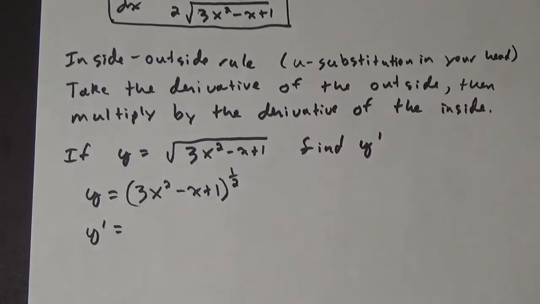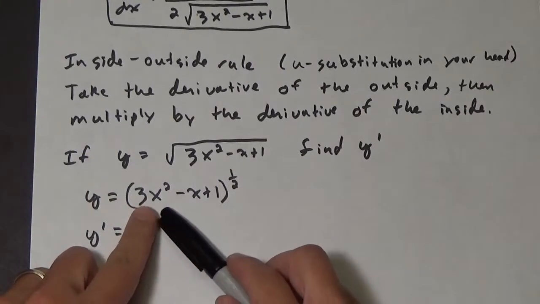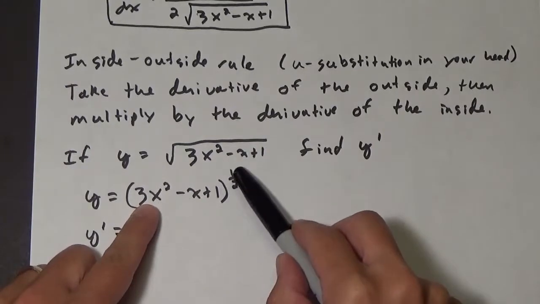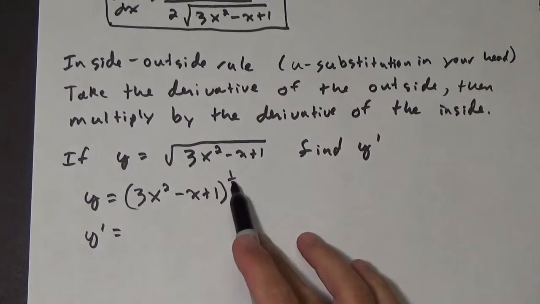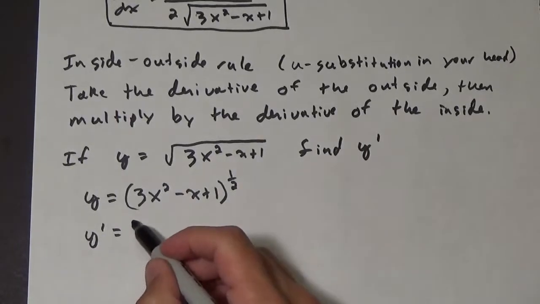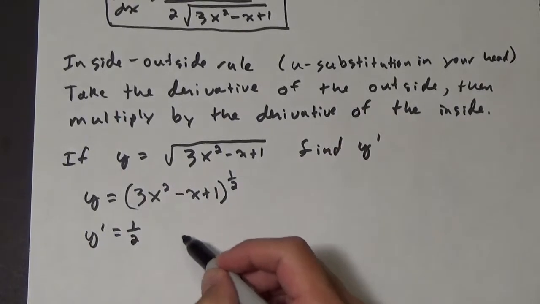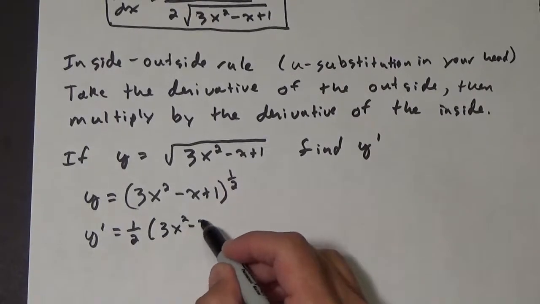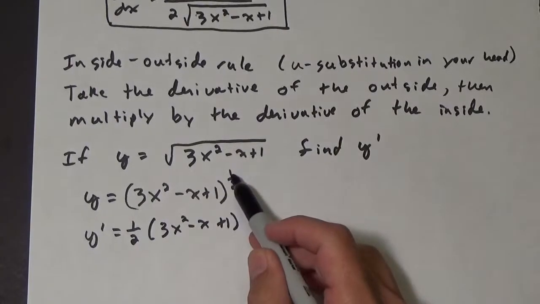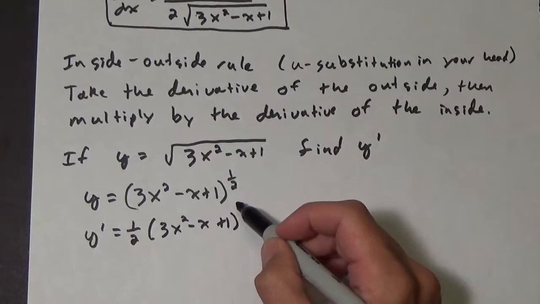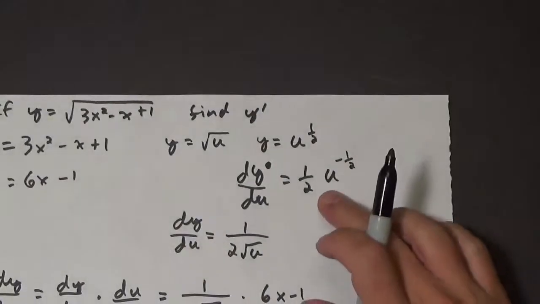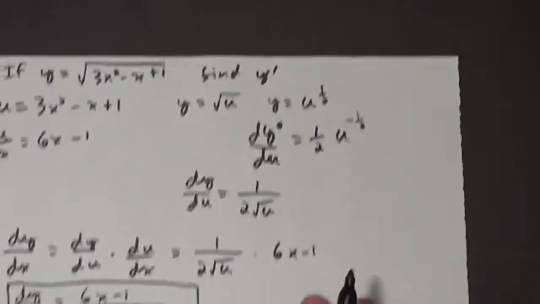So y prime is going to be the derivative of the outside. So we know that the outside is this stuff to the 1/2 power. So this function to the 1/2 power. So you got to kind of in your brain think, well, let me take the derivative of that. So I bring out the 1/2, so I have 1/2 times, and then rewrite whatever's inside again, 3x squared minus x plus 1. And then I go ahead and do my minus 1 up here. So it's a negative 1/2. Notice that matches what we did up here, 1/2 u to the negative 1/2.